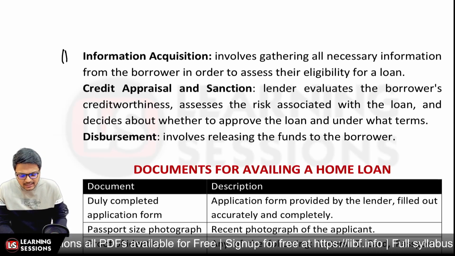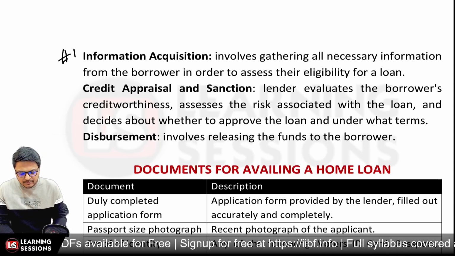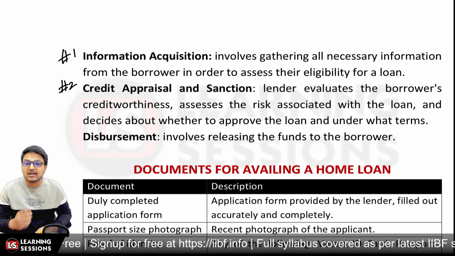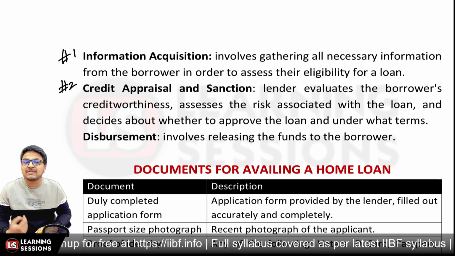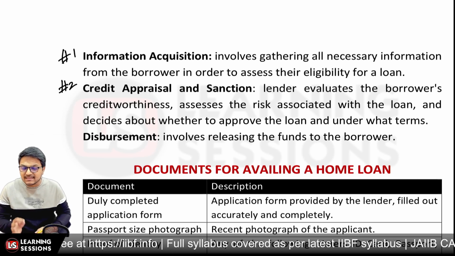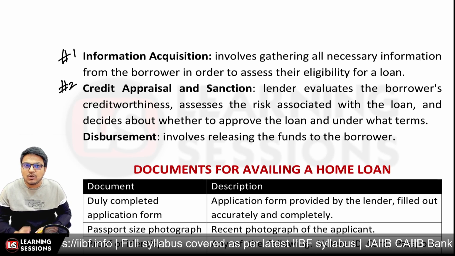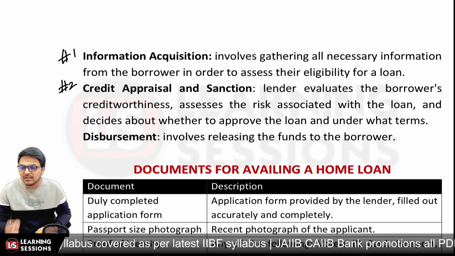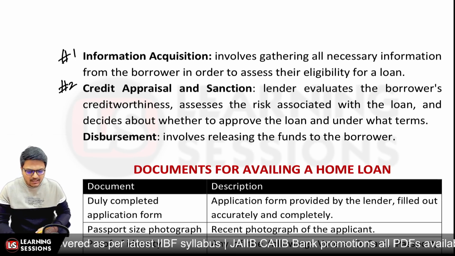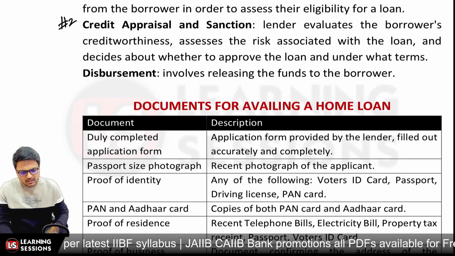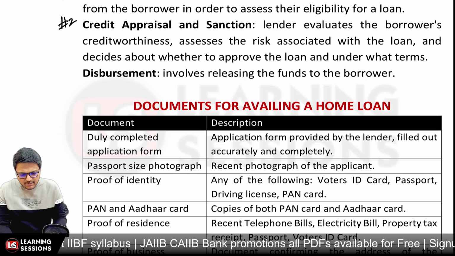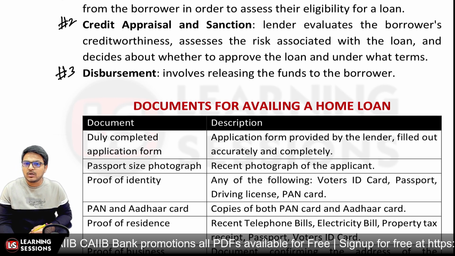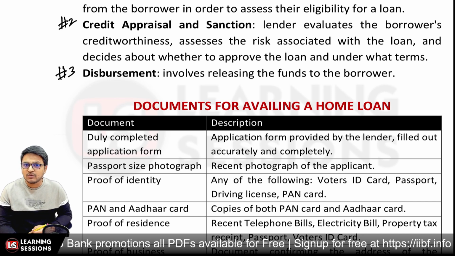The second one is the credit appraisal. Now, credit appraisal is where the lender will be evaluating the borrower's creditworthiness. That will basically be assessing the risk associated with the loan, and based upon that the bank will be deciding whether to approve the application or not, right? And the third one is disbursement. Now, disbursement is basically when we are going to release the funds to the borrower, that is the disbursement component.